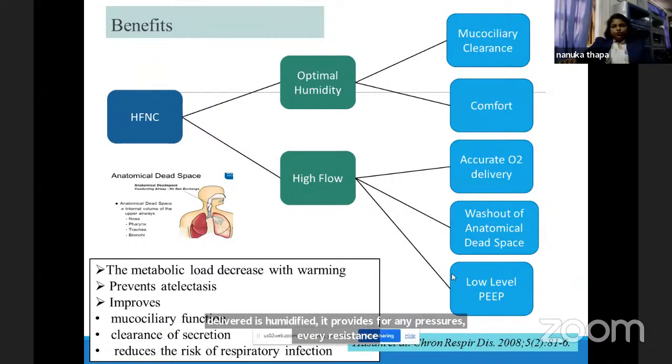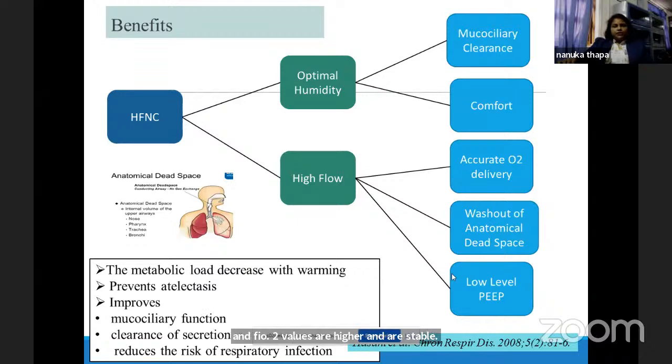So what does HFNC do? It mainly provides optimal humidity as well as a high flow. With optimal humidity, the mucociliary clearance is improved, or rather it is maintained. So once the mucociliary function is maintained, the clearance of secretions is better. As a result, there is a reduction in the risk of respiratory infection. Because it is humidified and heated, it gives comfort to the patient because the metabolic load is also decreased. Whereas high flow causes accurate oxygen delivery, washout of the anatomical dead space, and there are low levels of PEEP.